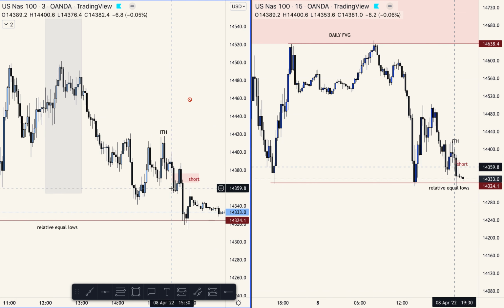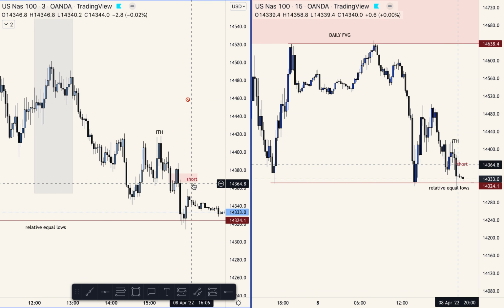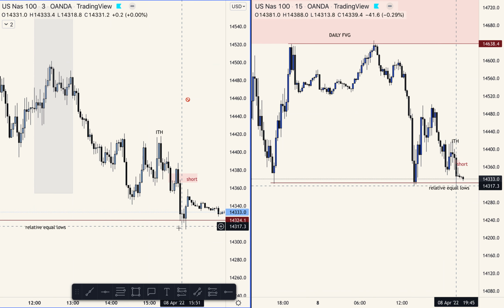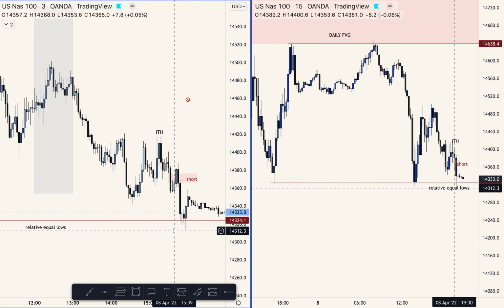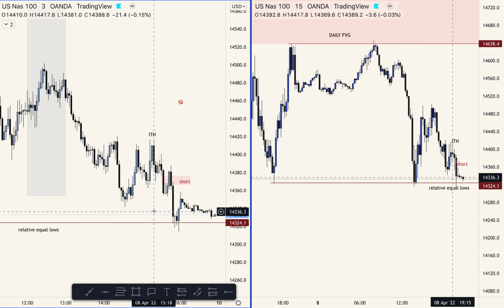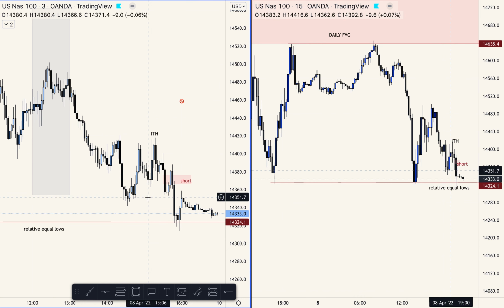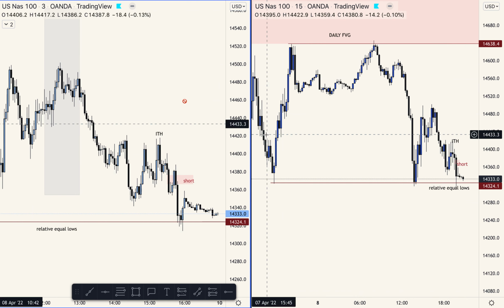and it pushes down. Strong bearish candle leaves a fair value gap, and this would have been a good shorting opportunity to target these relative equal lows, and it played out. So those are the two setups I have marked up for this chart study, and that's all I got for this one.